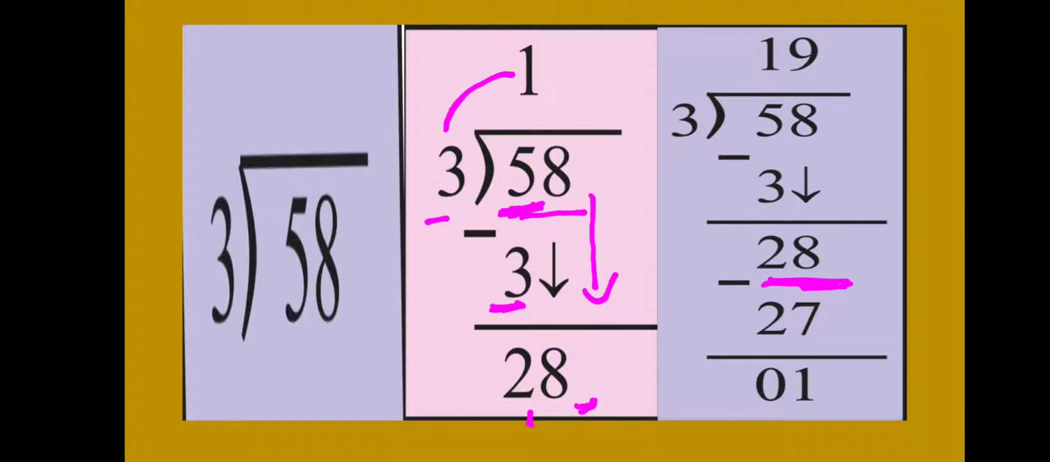So 3 1s are 3, 3 2s are 6, 3 3s are 9, 3 4s are 12, 3 5s are 15, 3 6s are 18, 3 7s are 21, 3 8s are 24, 3 9s are 27, 3 10s are 30. 30 is greater than 28. So we will not take 3 10s are 30. We will take 3 9s are 27. So 28 minus 27 is equal to 1.